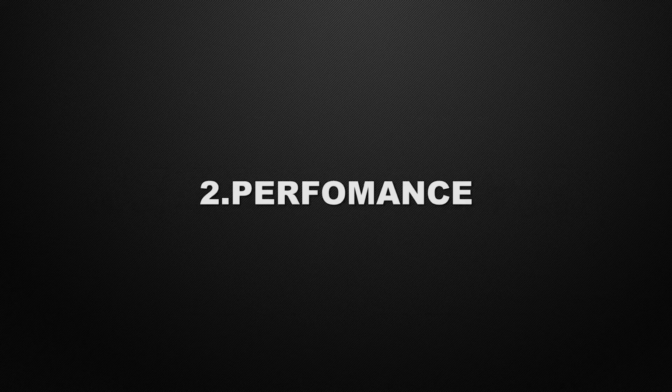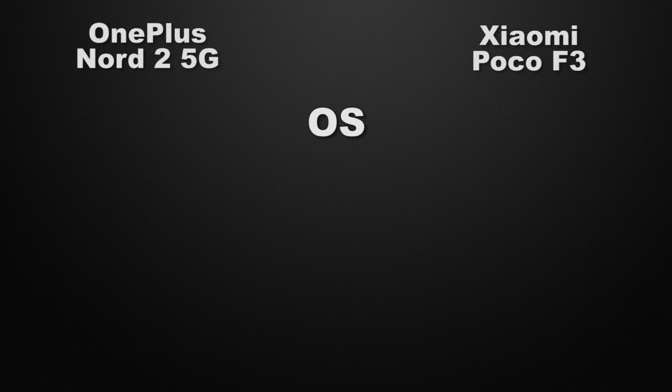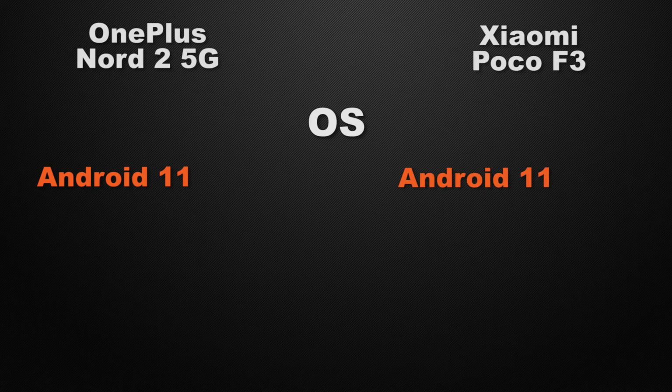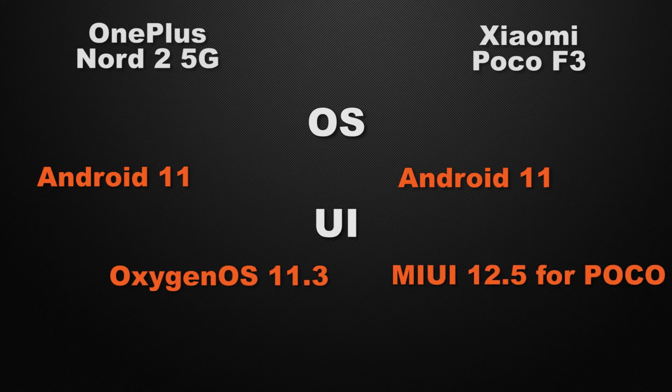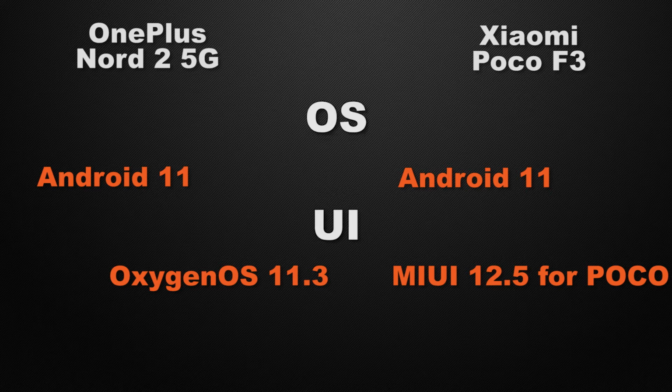Moving to the performance of the devices, let's start with the operating system of the devices. Nord 2 has Android 11 support. On the other side, F3 also has Android 11 support. So it's a tie here. And about the user interface of the devices, Nord 2 has Oxygen OS, whereas F3 comes with MIUI, specially designed for Poco. So it's a tie here because both have different UIs. So it's up to you which UI you like.